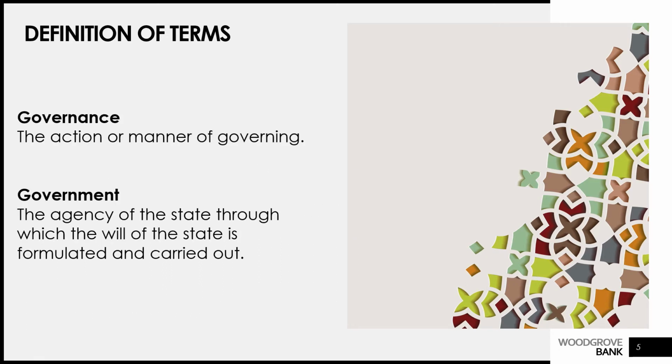Fourth, governance. It is the action or manner of governing, meaning it is an action, meaning there is a system of governing. There is a type of or way of governing in a certain country. Fifth, government. It is the agency of the state through which the will of the state is formulated and carried out. So meaning there is a physical body that is in charge to manage the state. That is government.